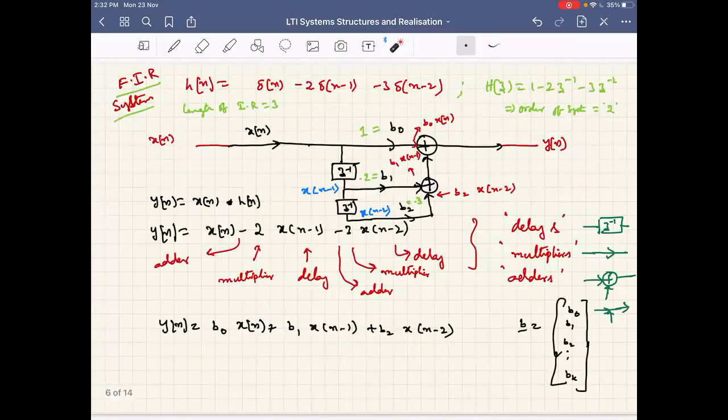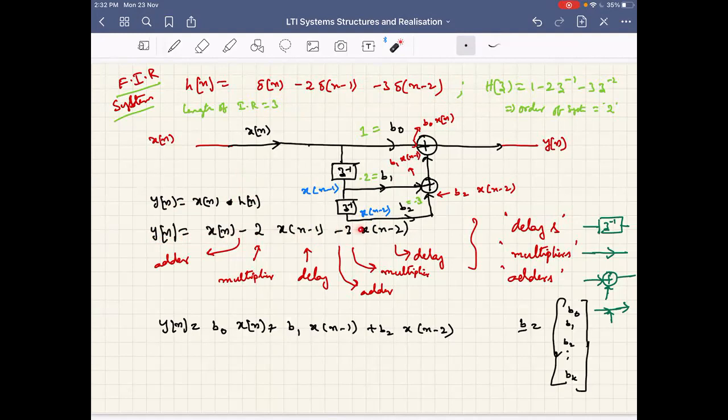So let us see now with an example how to realize FIR systems first. Take this example of a finite impulse response system, or the impulse response, and this is the corresponding transfer function of the system. As you know, the order is 2 and the length is 3. The number of terms is referred to as the length, which is the order plus 1. Now, to get y of n from x of n, we do the convolution and we get this difference equation relating input and output.